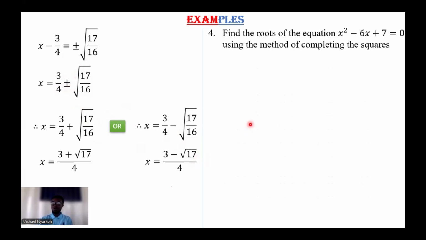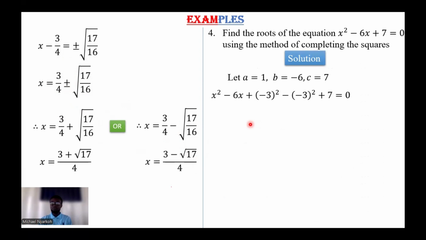Let's look at the final example. Find the root of the equation x squared minus 6x plus 7 equals 0 using the method of completing the squares. This time around, I'm not going to use the methods or the steps again. I'm just going to go straight forward and solve for you. Okay, good. So we list the constants or the coefficients a, b, and then c.